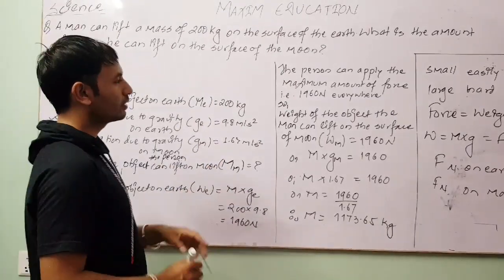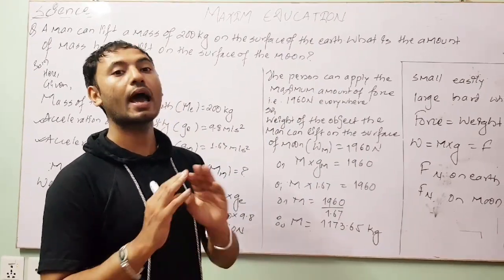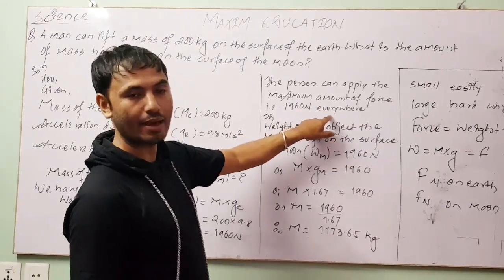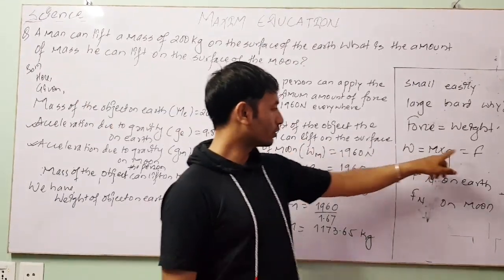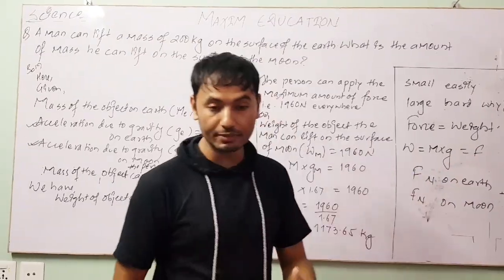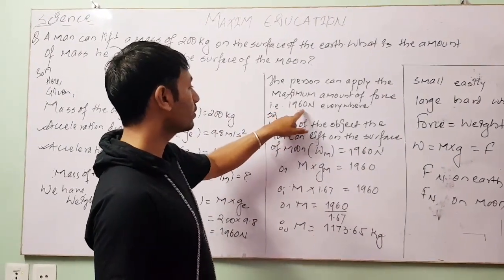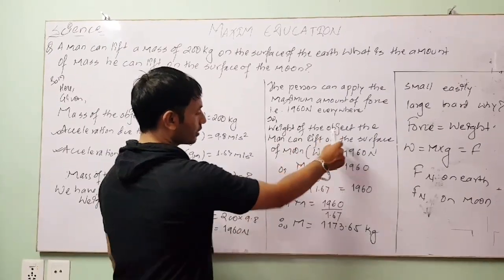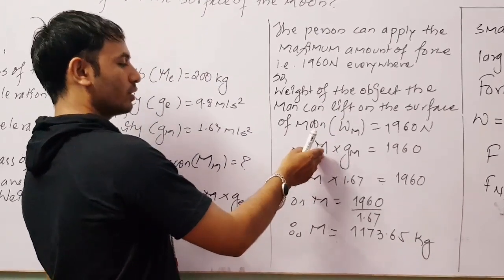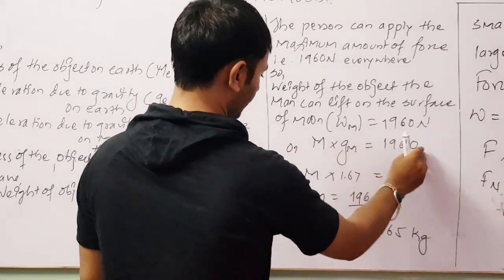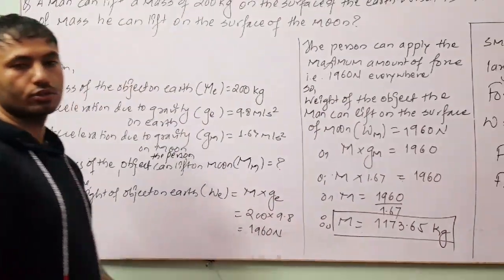Remember a thing over here. How much force the person can apply maximum? He can apply that force everywhere in the universe. Not only on the surface of moon, everywhere in the universe. So the weight that he can lift is equal to the force that he can apply. To lift an object, we need to apply force equal to its weight. So the person can apply 1960 Newton of force. It means he can lift 1960 Newton of the load. So it is the same on the moon also, mass into acceleration due to gravity of moon. Then it gives the answer as 1173 kilogram on the surface of moon.